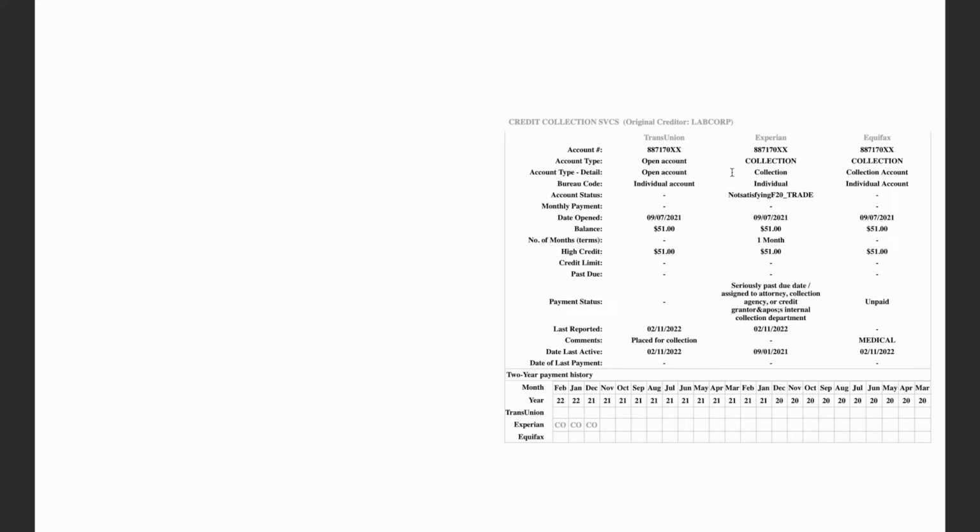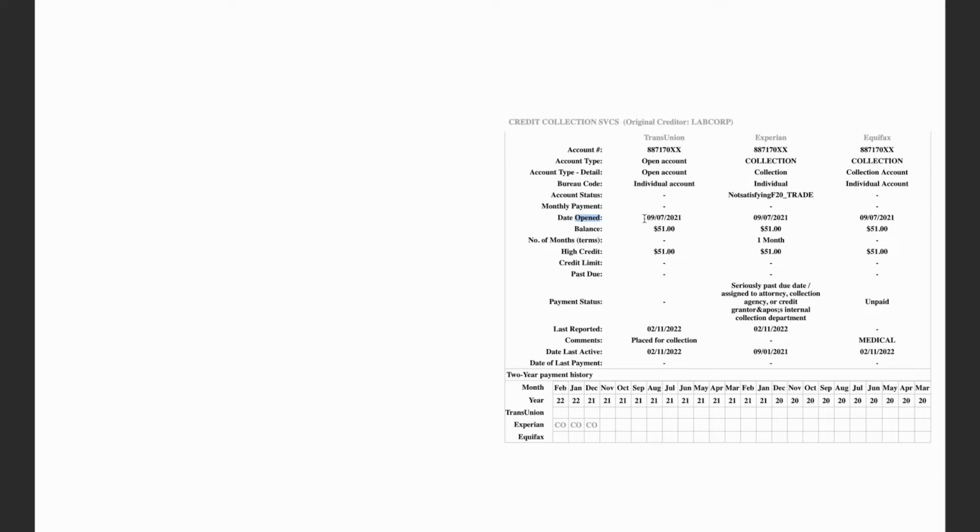Account type detail, open account, collection. Bureau code, individual accounts, they're accurate all the way across. Account statuses, not satisfying. Now with the account status, like I said, you already know to go ahead and send in the dispute letter for TransUnion. But you can also look at this one, the account status. It says the account statuses aren't all the same, which means that they're reported inaccurately. So go to the next line, monthly payments. The one thing about credit, anything that's in collections is not supposed to have a monthly payment on here.